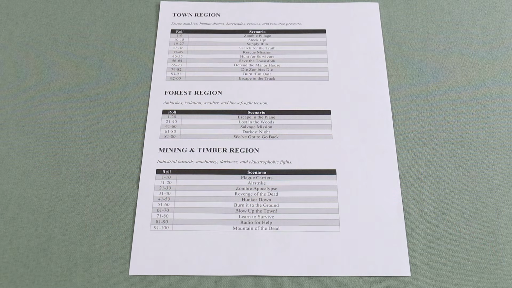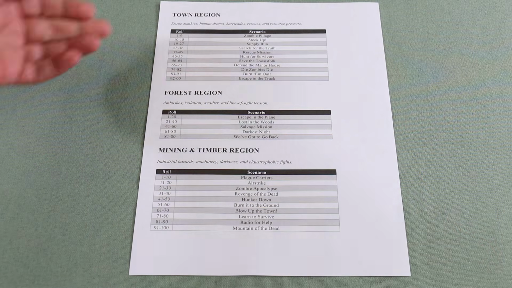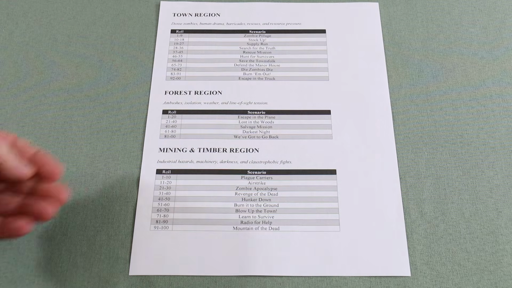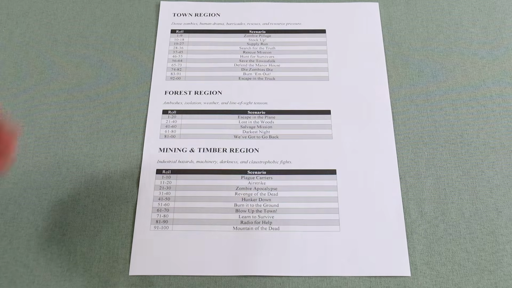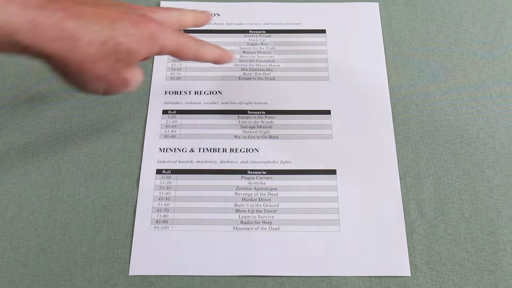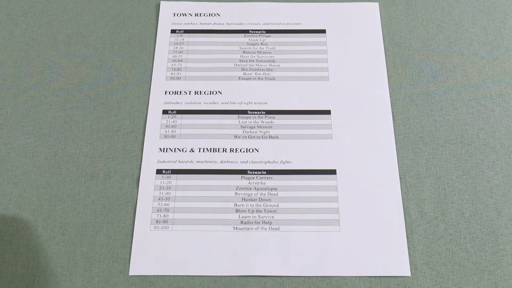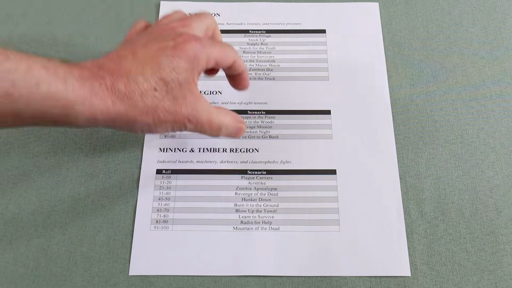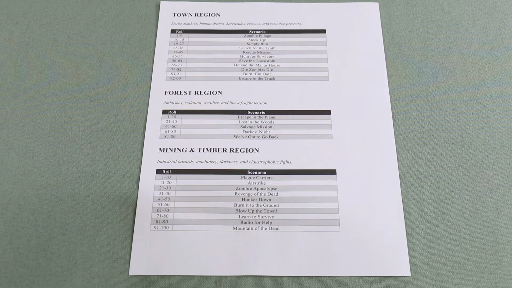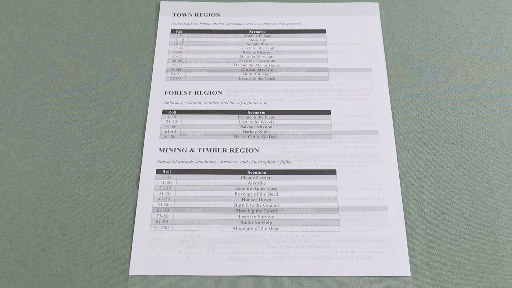And so what I've done is I've created 3 separate D100 tables for towns, forests, and mining and timber regions. We'd make a roll on the table that will tell us what mission we have to execute. These have been basically, as best as I could, compiled into scenarios that would be thematic to that type of region.